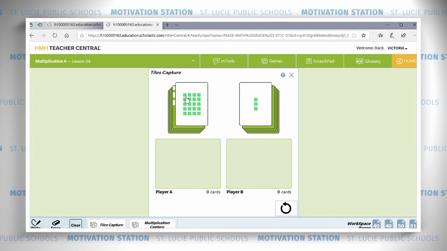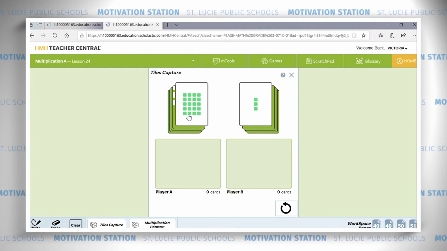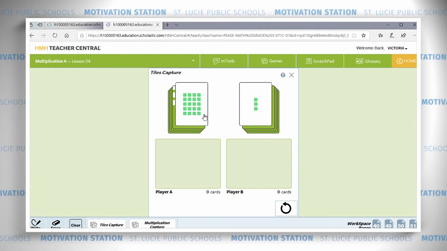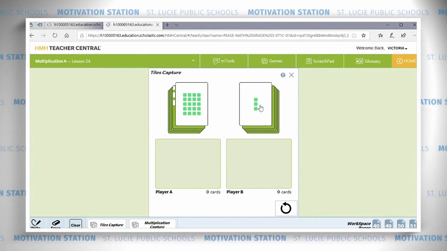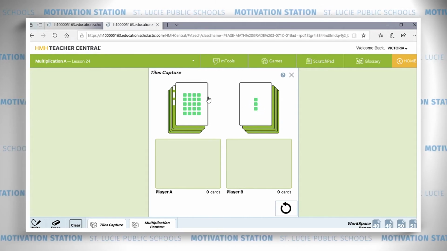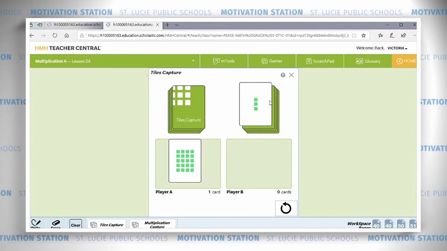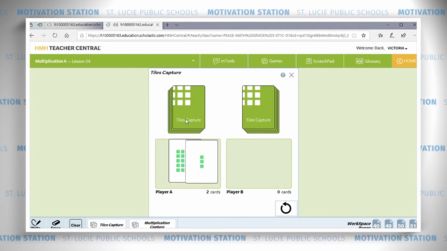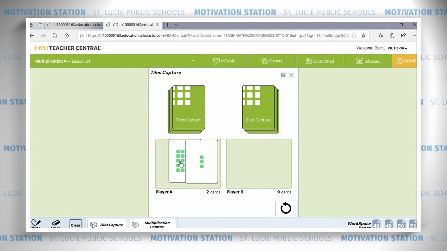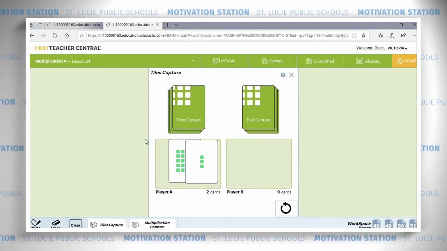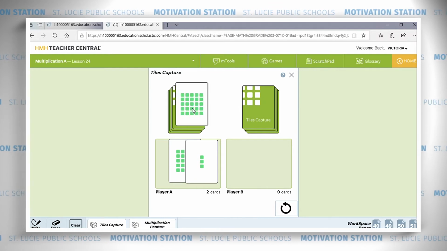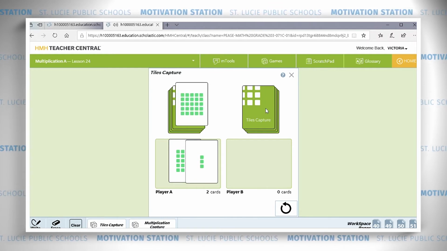In this one, I have a 5 by 4 array. 5 by 4 is 20. This one's a 3 by 1. 3 times 1 is 3. So obviously player A won this one. Remember too, this was a 5 by 4, and they want you writing this 2 different ways. I'll get to that at the very end, because sometimes my screen freezes when I do that.